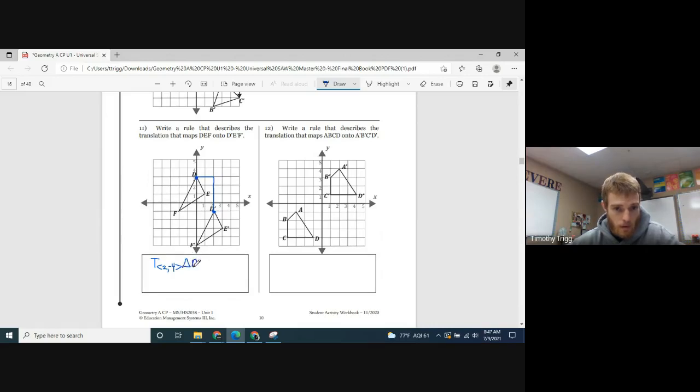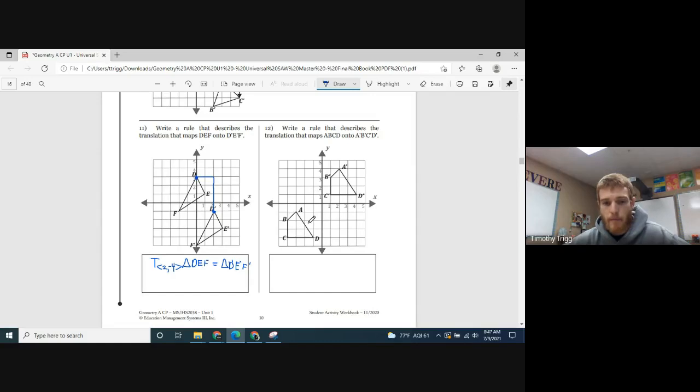triangle DEF equals triangle D prime, E prime, F prime. All right, and that's it. So this tells you this is the translation rule that takes the original DEF, the preimage, and maps it onto the image triangle D prime, E prime, F prime.